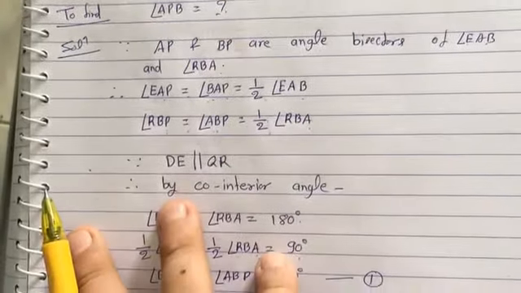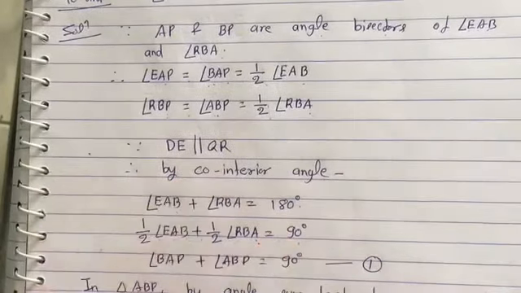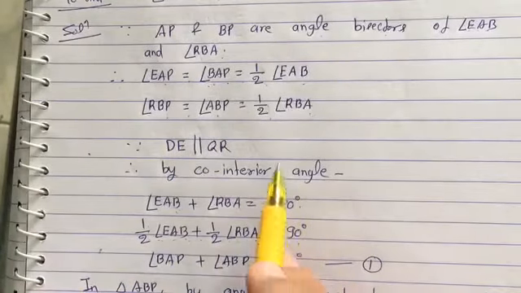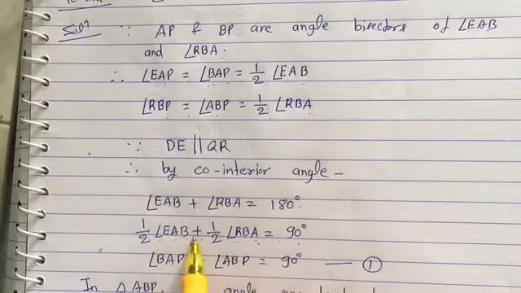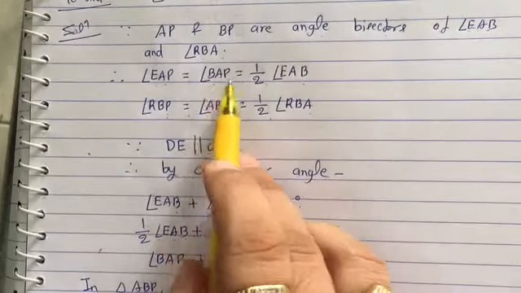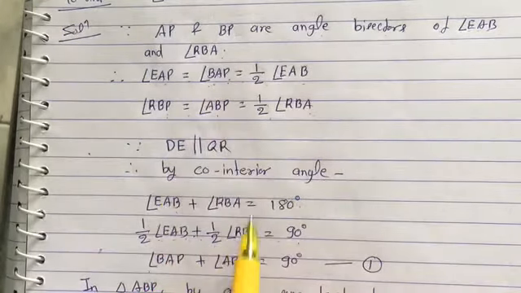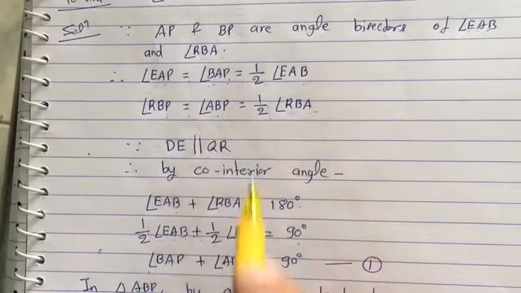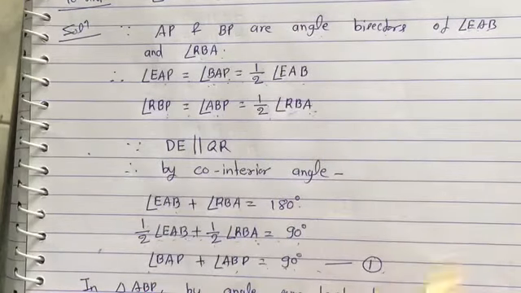So write down very easily. In the place of half angle EAB, we are going to write angle BAP, and in the place of half angle RBA, we are going to write angle ABP is equal to 90. This is our equation number 1.